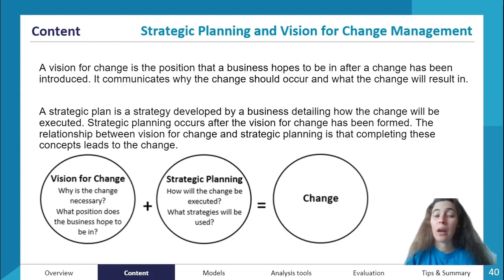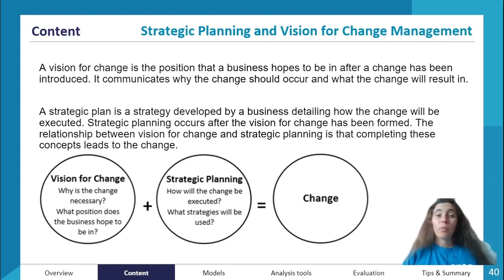Then a strategic plan, on the other hand, is a strategy that a business develops to detail how the change will be implemented. And so strategic planning usually happens after the vision for change has been formed. You need to have an idea of where you want to be, why you want to be there, and then you work on your strategy for actually achieving those goals. So you think about, how will the change be executed? What strategies will be used?